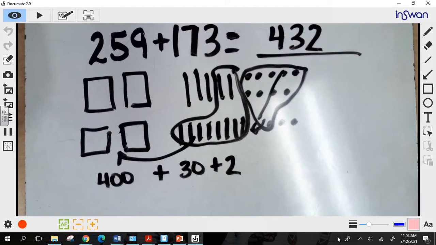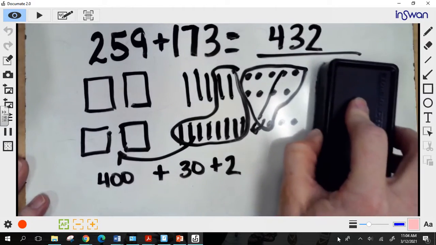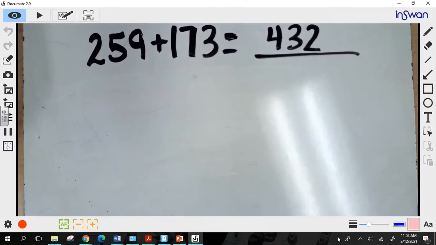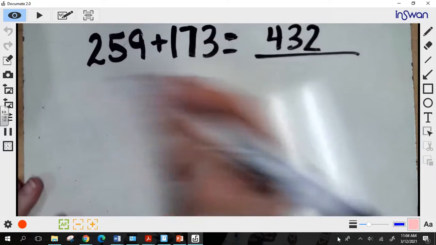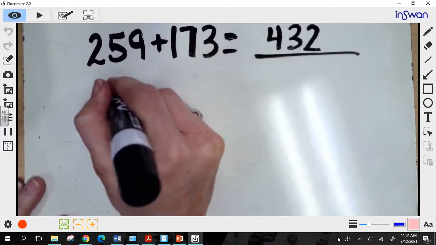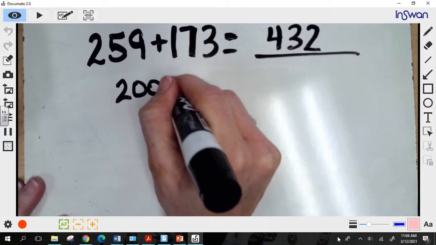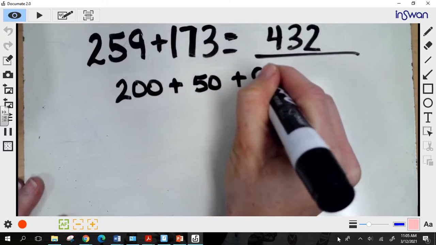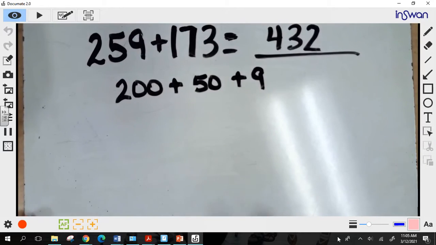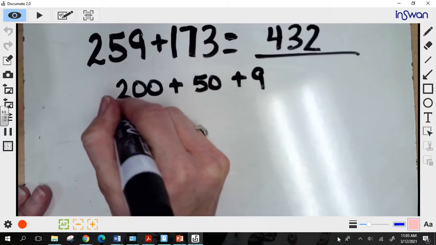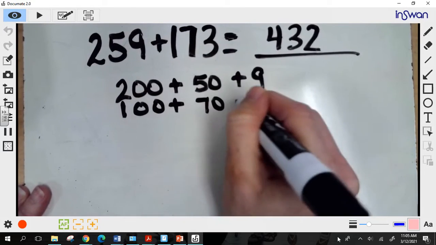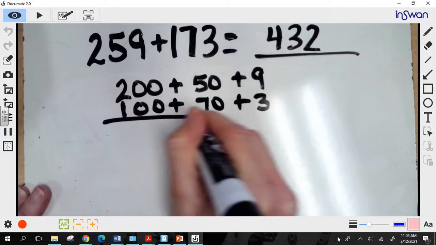If not, pause the video. I'm going to erase this and show you expanded form. You're going to be able to choose the one that works best for you. So now let's take this and break these numbers into expanded form, and I'll show you what happens. So 200 plus 50 plus 9. We should be really good at this. We practiced this quite a bit. Break apart 173. That is 100 plus 70 plus 3.